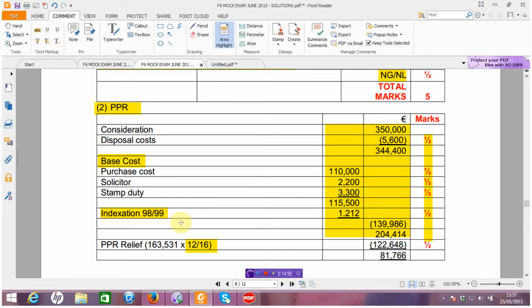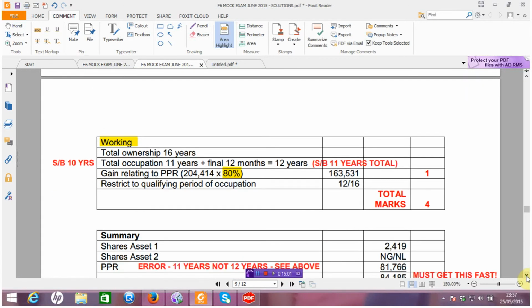So there's the first part, really, just slotting the figures in and subtracting them one from the other. Now, in terms of this PPR relief, I'll just move on to the next page where the explanation is. As we said earlier on, we're really looking to get a fraction. We're trying to head towards that fraction, being the total ownership years on the bottom, the 16, and then 12. And in fact, this figure is wrong for me. It should actually be 11, but more of that in a moment.